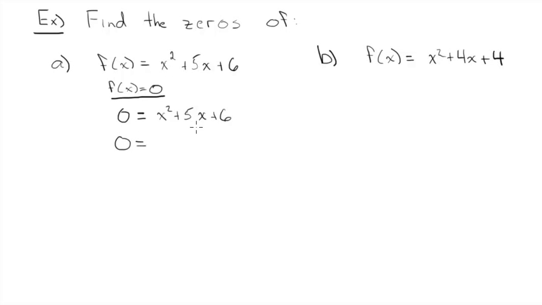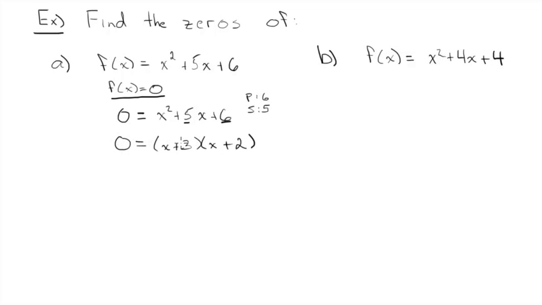The way we factor this is we come up with the two numbers that multiply to the constant and add to the middle coefficient. The product must be 6, the sum must be 5. So those two numbers are positive 3 and positive 2. So that would be the factored form.